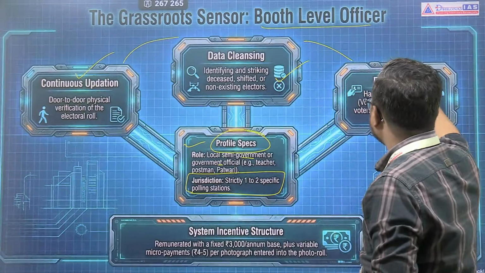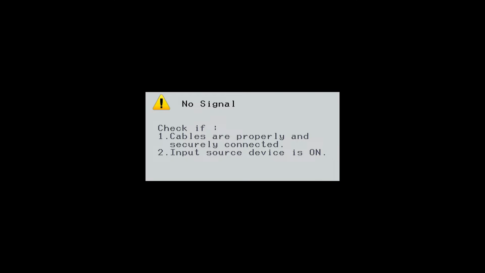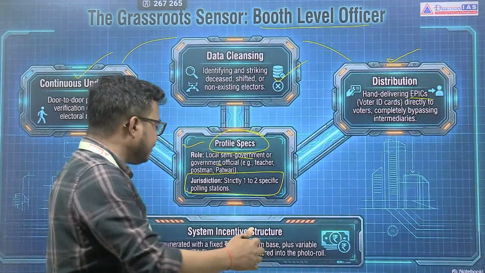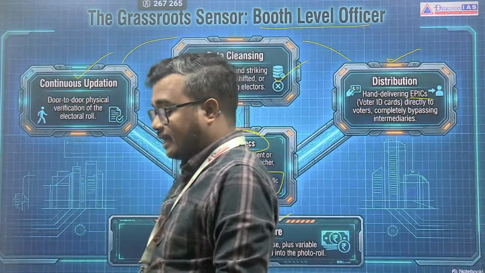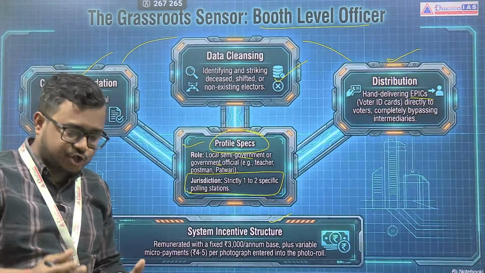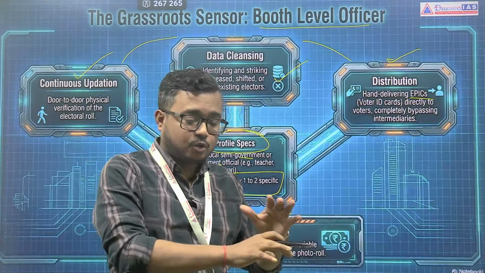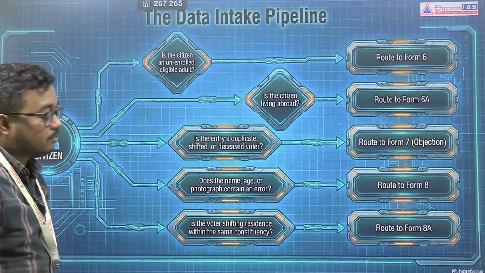So all these things, and obviously the distribution. Suppose the EPIC, that is Electors Photo Identity Cards, which we call voter ID. We have to distribute that. All these things are part of a BLO job, right? And obviously you will be having a certain amount of remuneration, but that's not very important. But that is grassroots. And this administrative decentralization actually ensures that at every level we have adequate manpower to conduct a huge exercise like an election in India. Okay, moving on.